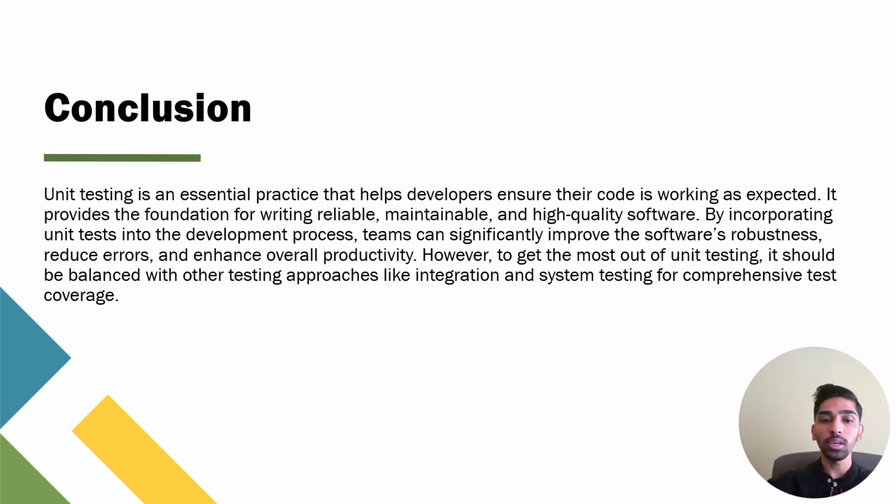Conclusion of unit testing. Unit testing is a crucial aspect of modern software development that plays a significant role in ensuring the readability, maintainability, and functionality of code. By testing individual components or units in isolation, developers can detect errors early in the development cycle, leading to more robust and bug-free software. So, improved code quality.